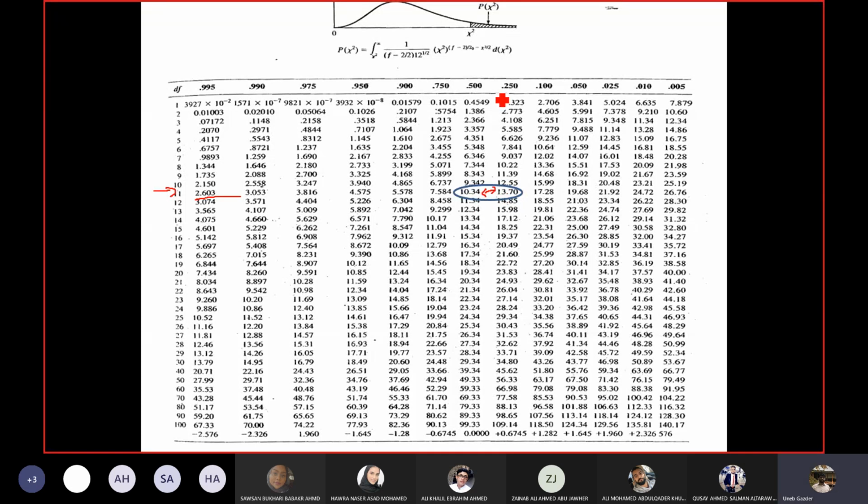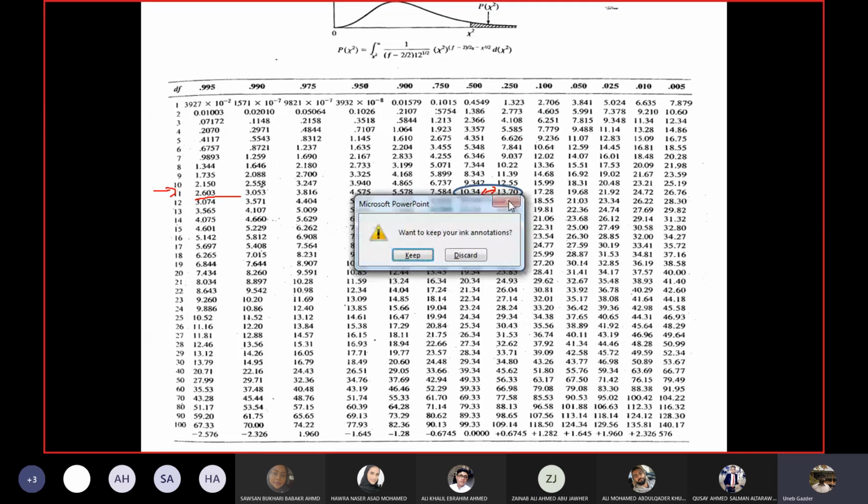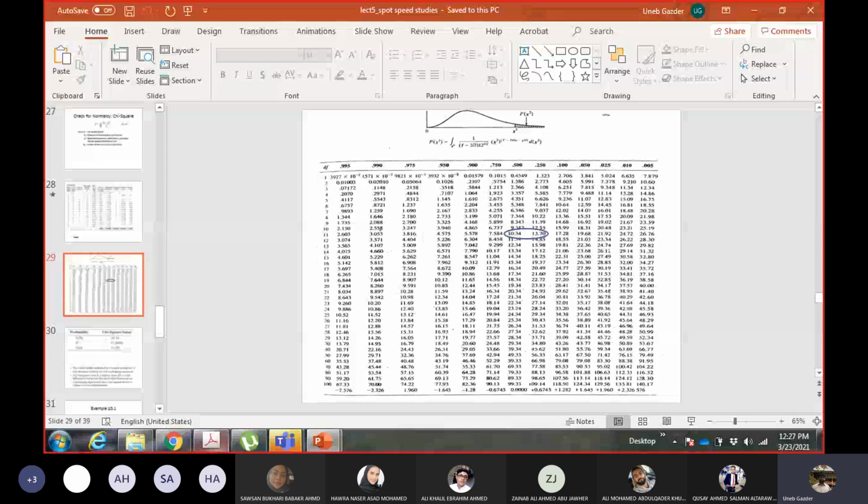Now for 10.34, the probability is 0.5. For 13.7, the probability is 0.25. I will do the interpolation to find out the exact value of the probability. How much is the probability at 11.6669? I'll do the interpolation between 10.34 and 13.7. So let me do the interpolation here.